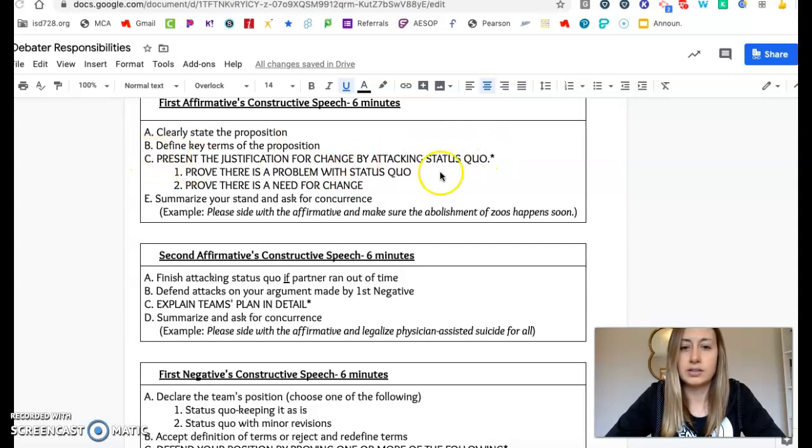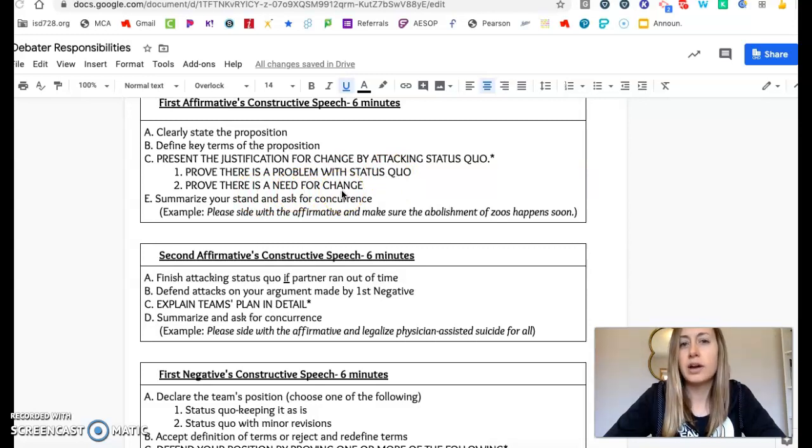C here is bold, all caps, and has a star next to it because this is the most important. Present the justification for change by attacking the status quo. Why does there need to be a change? You need to prove to me that there has to be some sort of a change. Like there's a problem with the status quo, prove that there is a need for change.